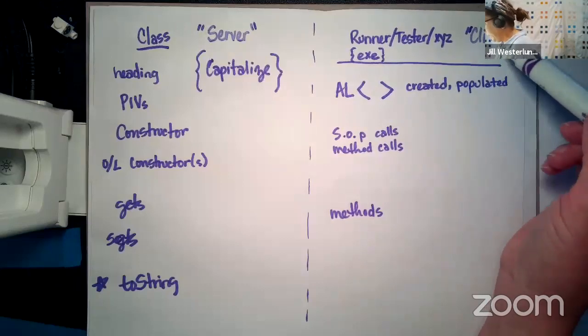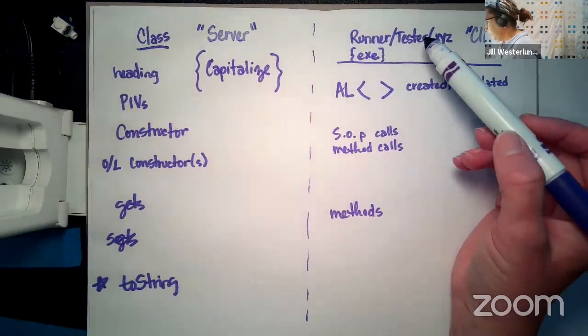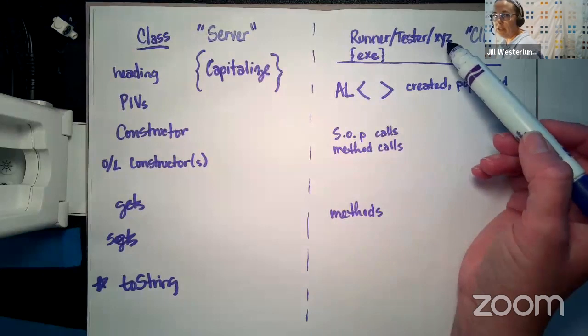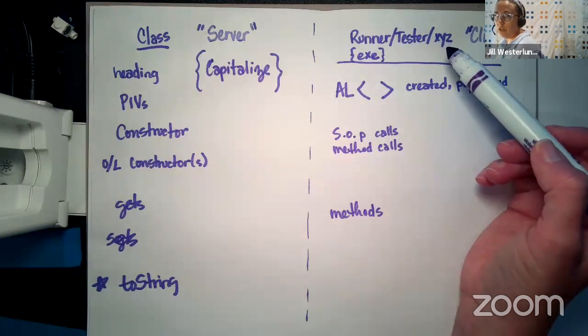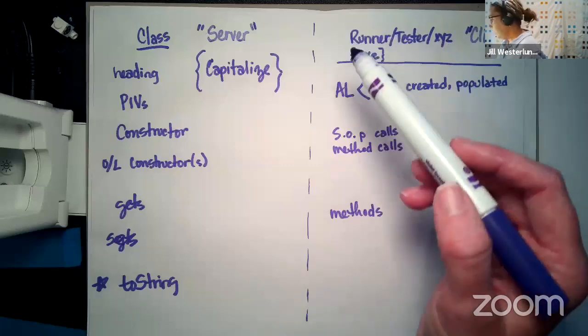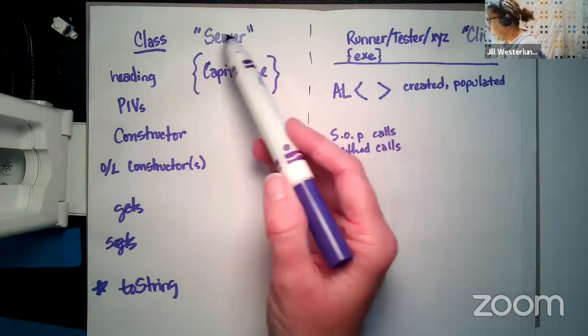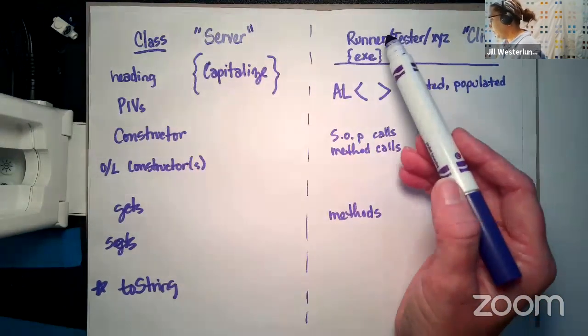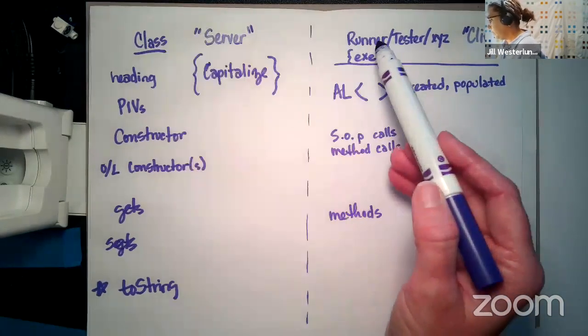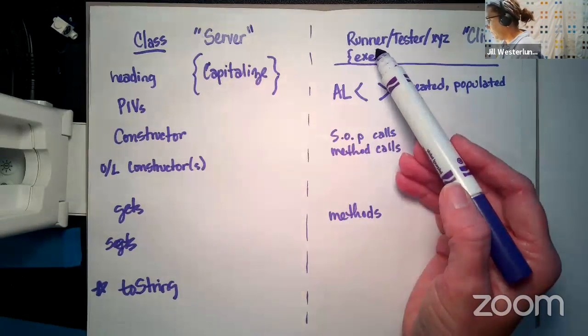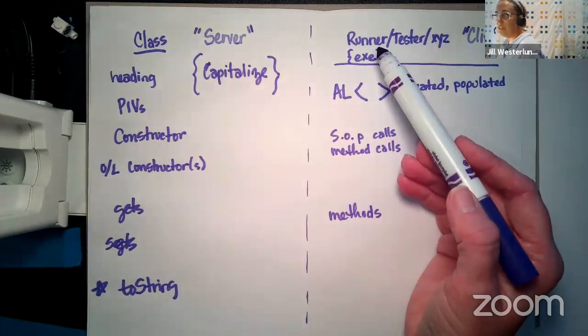This will be in the client. Some people call it a runner, some people call it a tester. You can call it XYZ, you can call it anything you want to. Like I say, Java does not care, but the reason a lot of people call them runners and testers is to make that tandem connection: here's my class and here's the class runner, so that when you look at the files you have named, it's obvious that they pair up.